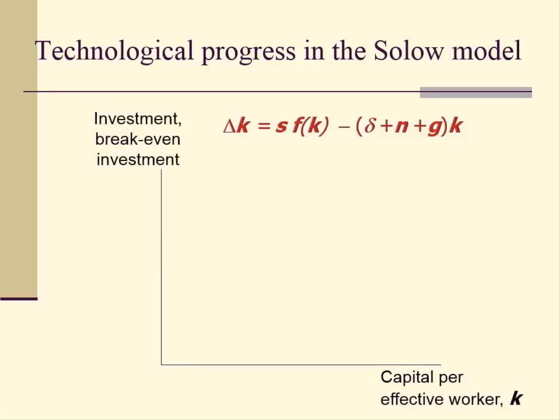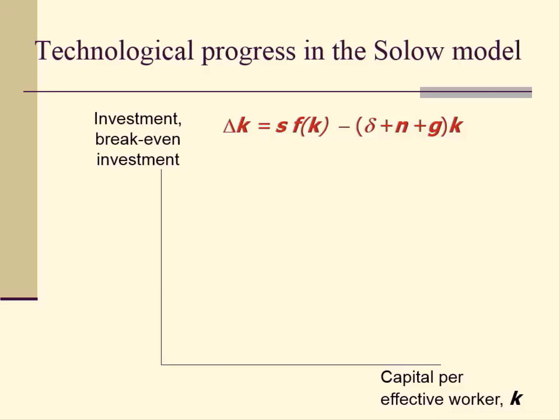And here the plot looks like this. Compared to Chapter 8, the difference is now everything is expressed in terms of per effective worker. So the horizontal axis here is lowercase k, defined as capital per effective worker, that is K divided by L times E.